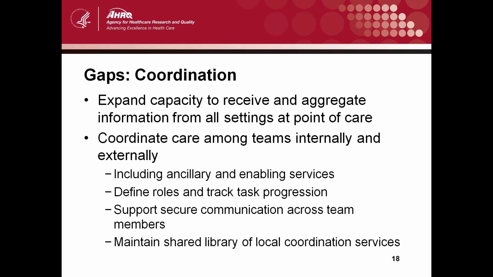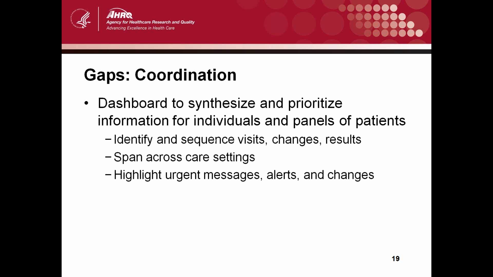Another big theme that came up among primary care is that folks are working to do team-based care. It's a big movement at the moment to try and expand access and to have other care providers involved. But the electronic health record doesn't necessarily support that coordination, both internally and externally. So linking into ancillary and enabling services and community resources was important. Being able to define roles and track progression, and being able to have an environment where everyone can communicate around what is happening within patients was felt to be very important to promote care coordination.